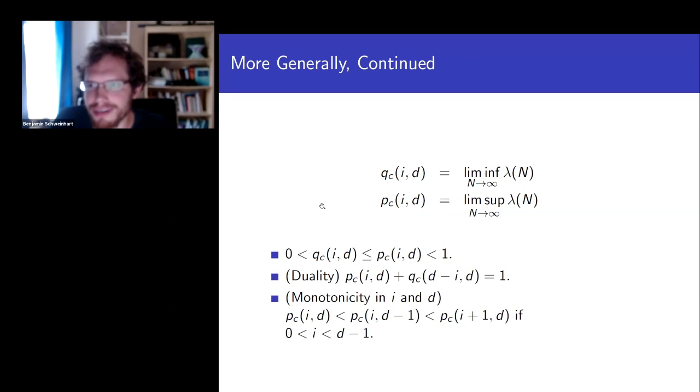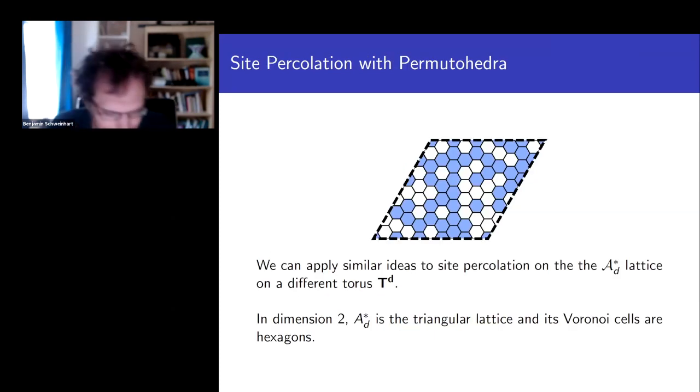So that's it for what I have to say about Plaquette percolation on the torus. In my remaining 15 minutes, I think I'll take maybe 5 minutes to tell you about another result, and then I will stop for questions.